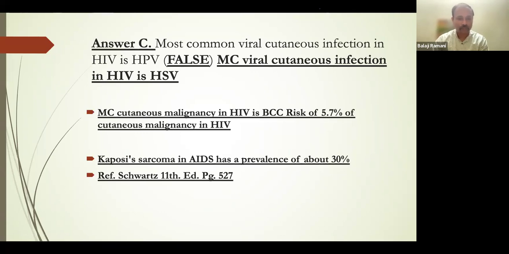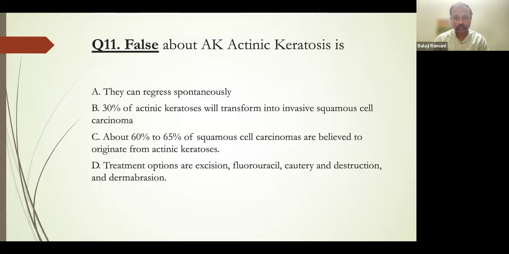Okay, so Kaposi sarcoma is usually prevalent rather than an incident infection, whereas BCC is the one which will be more common as a cutaneous malignancy presentation. Immunosuppression again leads to more common development of your cutaneous carcinomas. Now getting on to the pre-malignant and the malignant lesions here. So the interesting part, and this one is on actinic keratosis. They can regress spontaneously. 30% of actinic keratosis will transform into invasive squamous cell carcinoma. 60 to 65% are believed to originate from actinic keratosis. Treatment can include laser surgery, cautery, dermabrasion, 5FU, excision, all of these.